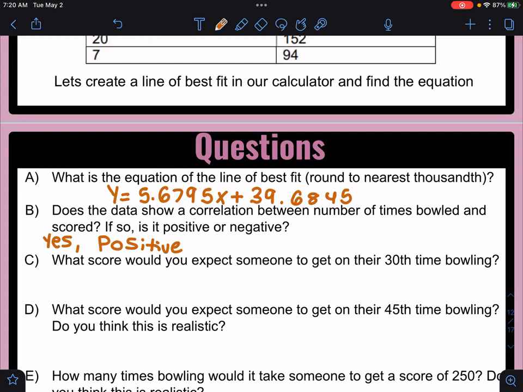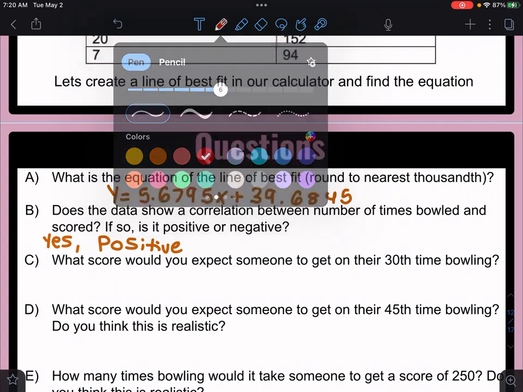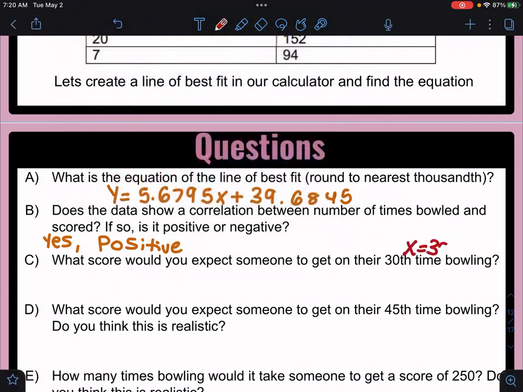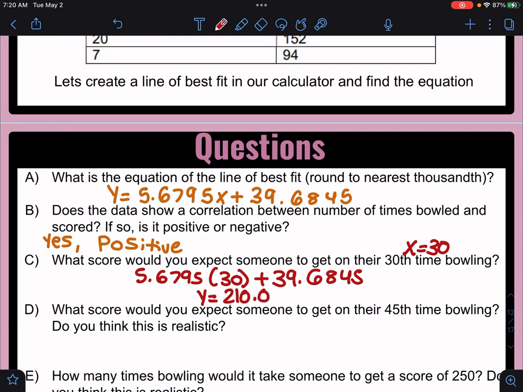What would you expect somebody to get on their 30th time bowling? This is telling me that x equals 30. So I would have 5.6795 times 30 plus 39.6845. Let's go type that in the calculator. 5.6795 times 30 plus 39.6845. And I get y equals 210.0695. So I could say a score of 210.